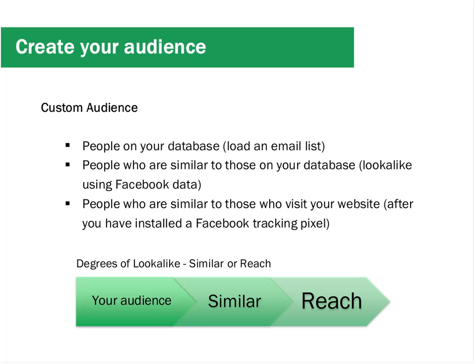Let's talk about that a little bit more. So the process for custom audiences. In Facebook, they're called custom audiences. You begin by loading a list of people on your database. So load a spreadsheet, which includes their email address. Facebook then matches those email addresses against known accounts on Facebook, and then will allow you to target those people on your database through Facebook advertising.